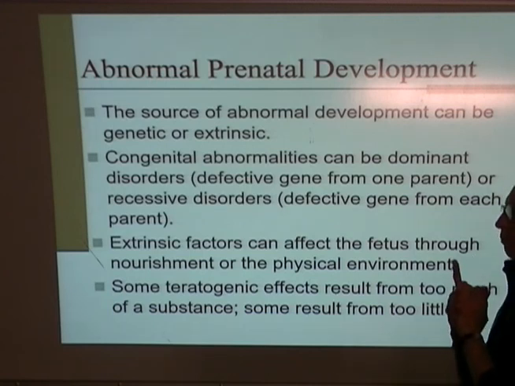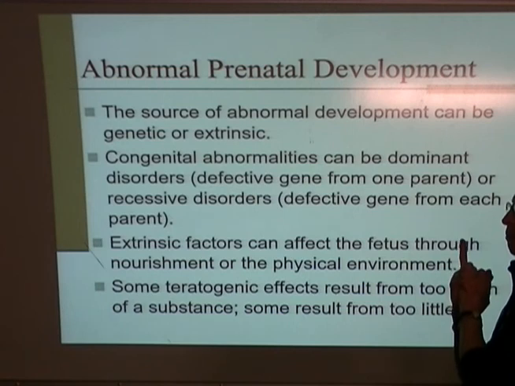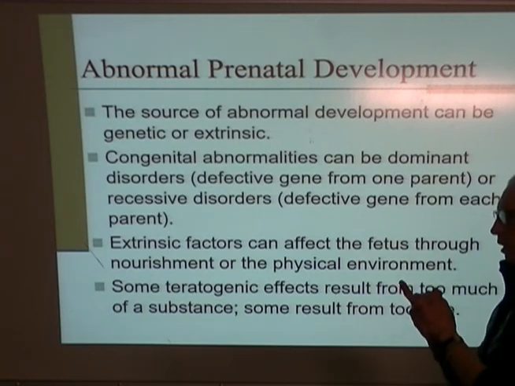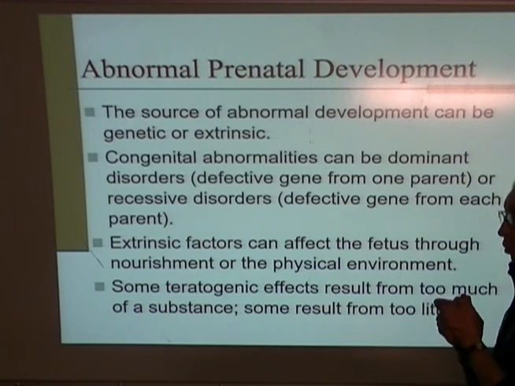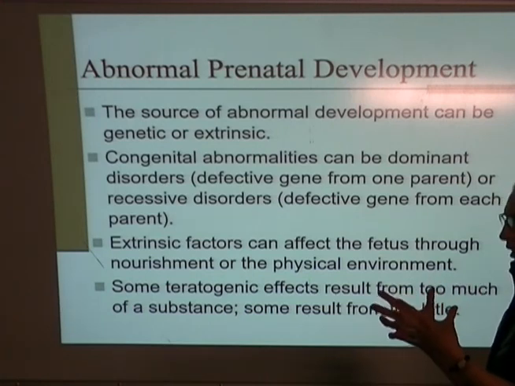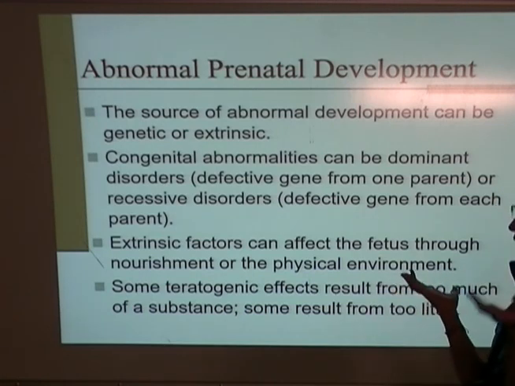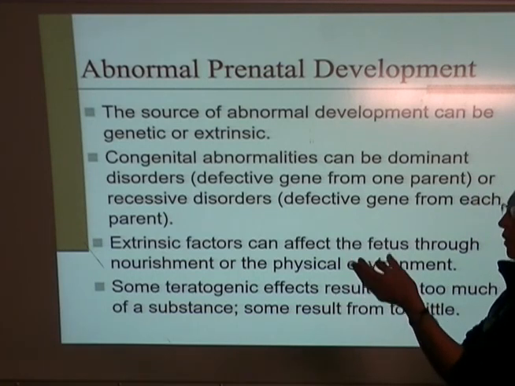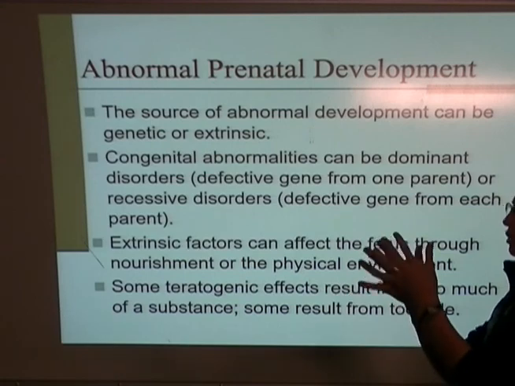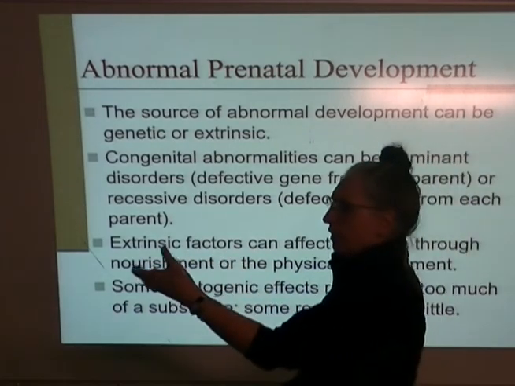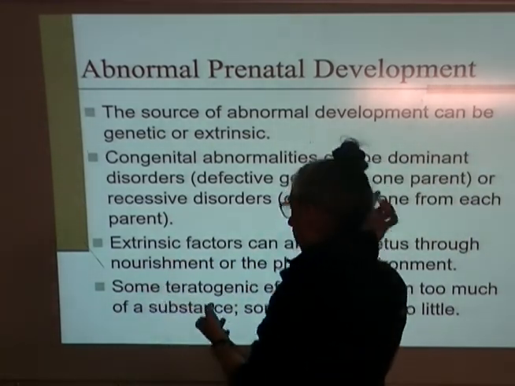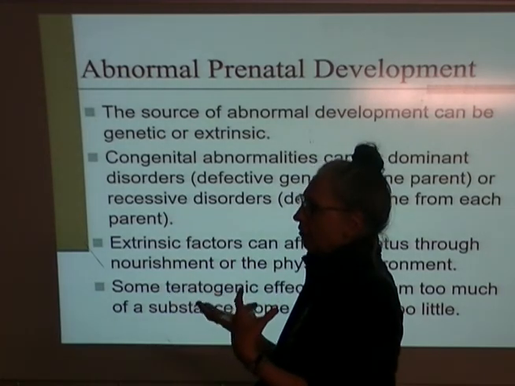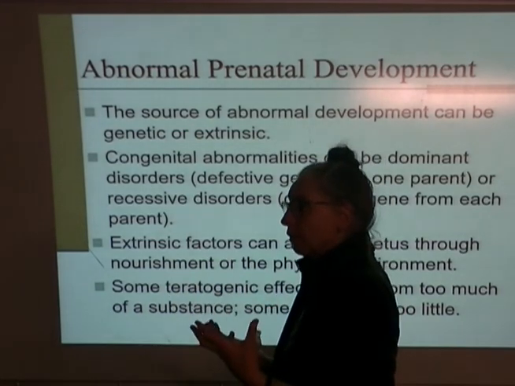So only one parent had to have the bad gene for that particular disorder, or it can be a recessive disorder, which is really unlucky because that means that both parents had the same defective gene. And so when you put those two together, they're strong enough to create the disorder. Okay? That's pretty unlucky for the baby, but it does happen.